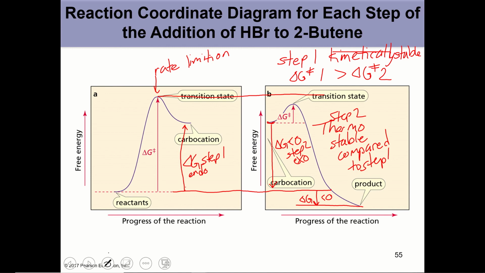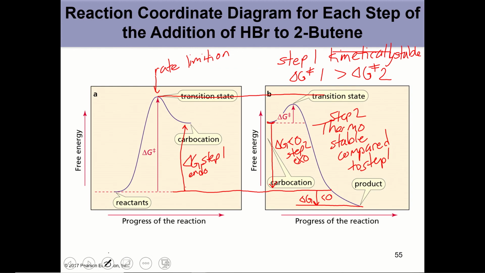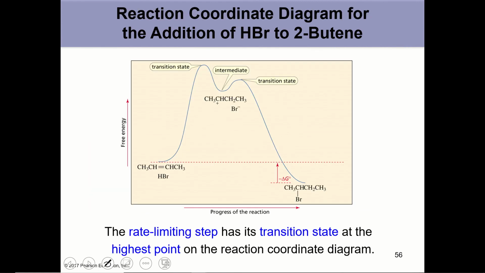Okay, and so those are just some comparisons that you can make and that you will be asked to make. So here we're showing the overall energy diagram for the entire graph. So I told you we would just combine A and B into one graph, and that's what we've done on this page. The rate limiting step has its transition state at the highest point on the reaction graph. So the rate limiting step is the absolute maximum. That's how we would describe it in mathematical terms.